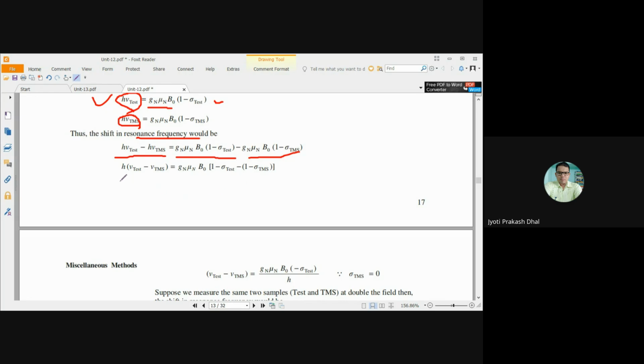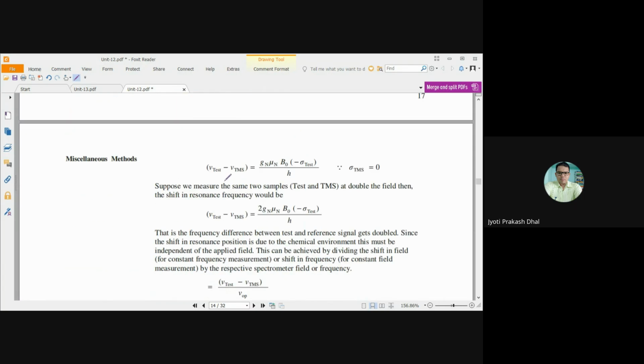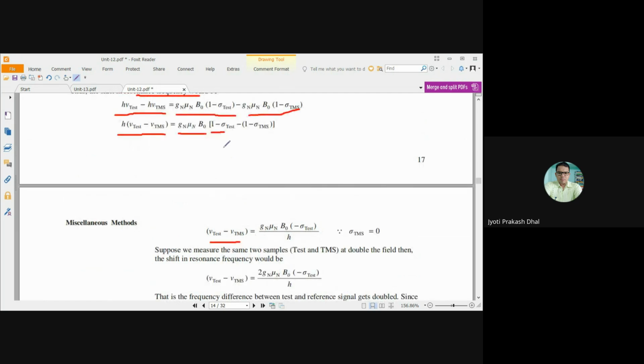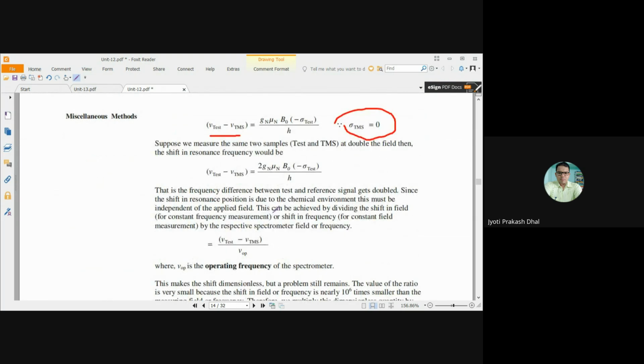So that is h whole into nu test minus nu TMS equals g_N mu_N B0 whole into (1 minus sigma test) minus (1 minus sigma TMS). The 1 will be cancelled, and finally you will get minus sigma test plus sigma TMS, and the value of sigma TMS will be 0. Hence we can write nu test minus nu TMS equals g_N mu_N B0 whole into minus sigma test by h.